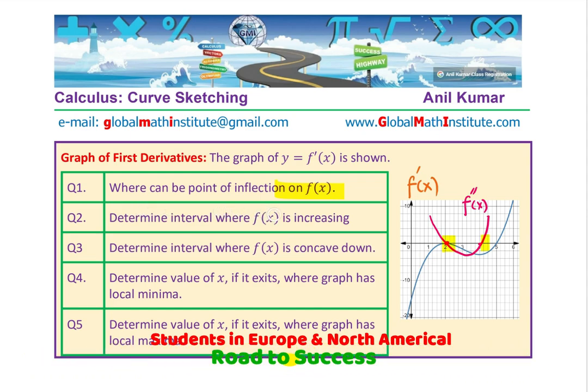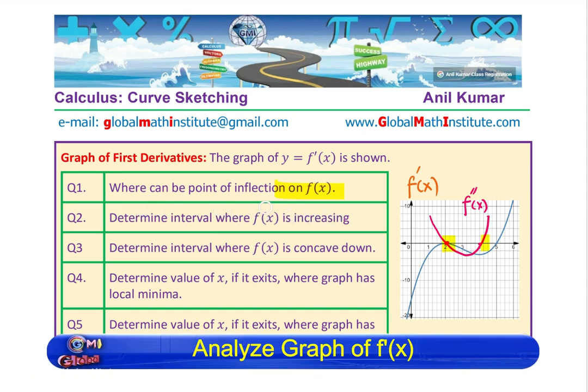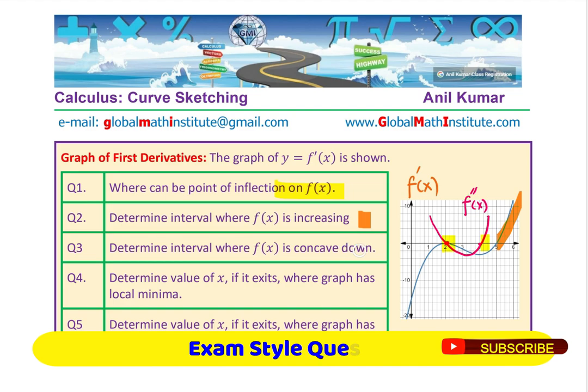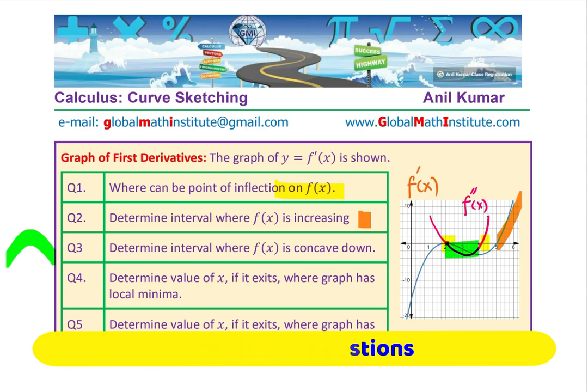Determine the interval where the function is increasing. The function is increasing means that the derivative is positive. Clear? Determine the interval where the function is concave down. Concave down means what? That the second derivative is negative. So that portion, you get the idea.